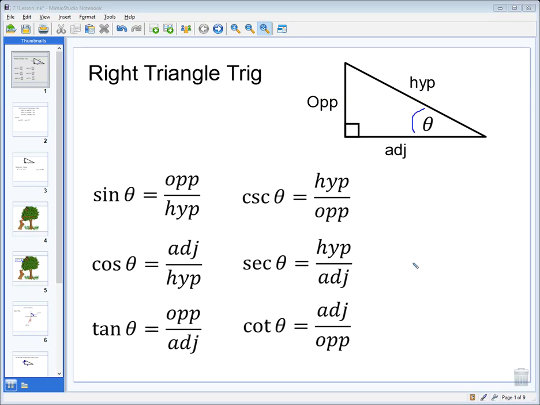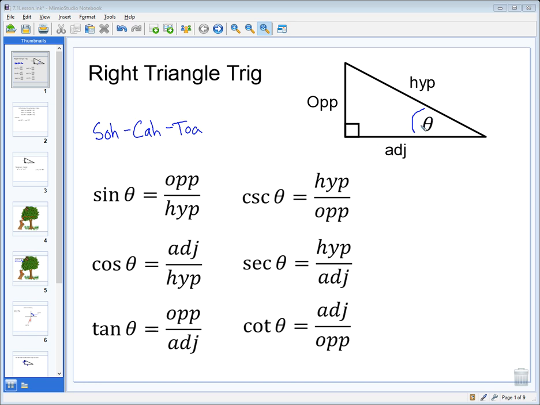All right, welcome back. We're going to be talking about right triangle trig today in lesson 7.1. So remember, for right triangle trig, we had our different values, SOHCAHTOA, meaning that sine is the opposite over the hypotenuse, SOH. Cosine of your angle is the adjacent divided by the hypotenuse, CAH. And tangent of your angle is the opposite divided by the adjacent, which is TOA, SOHCAHTOA.